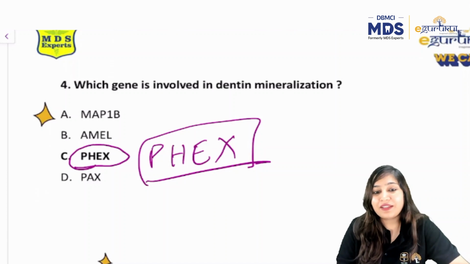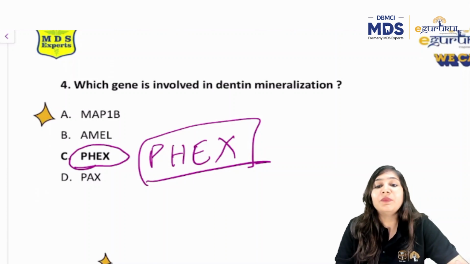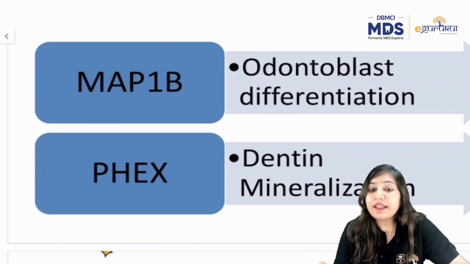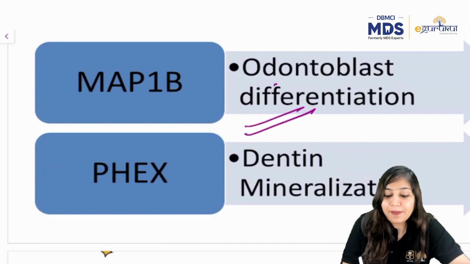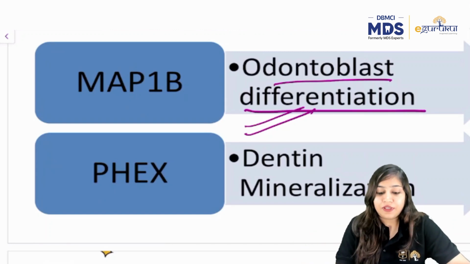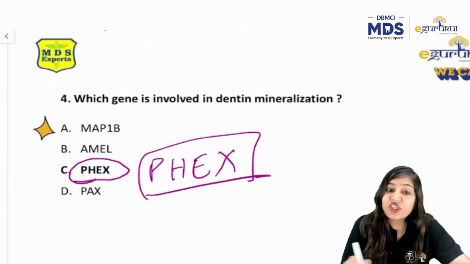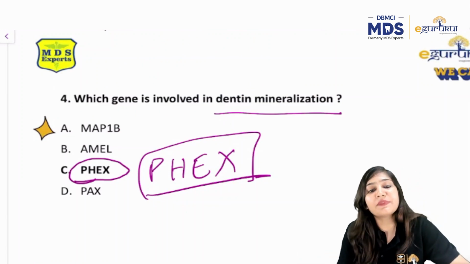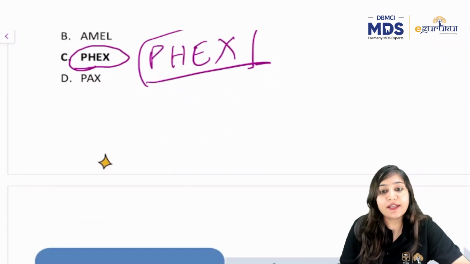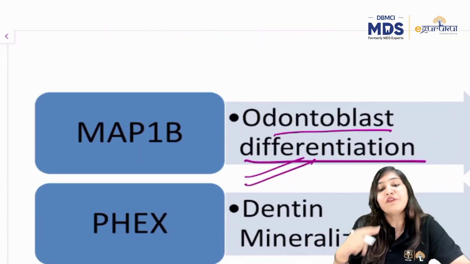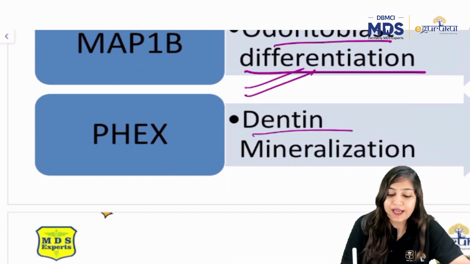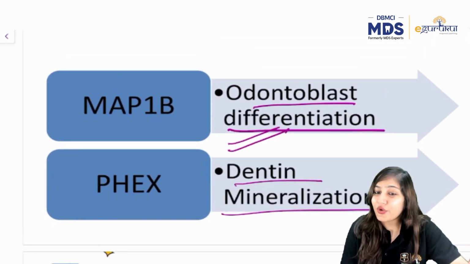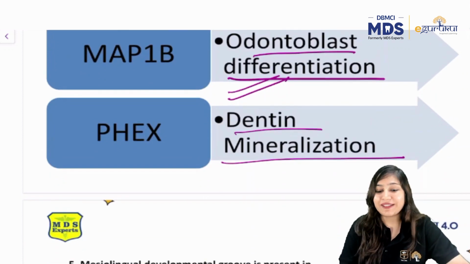Many genes are involved in dentinogenesis, but the most newly discovered genes are MAP1B and PEX gene. MAP1B is mainly involved in odontoblastic differentiation. Remember this. This can again come as an MCQ question. Here the question is, which gene is involved in dentin mineralization? In spite of this, you can sometimes be asked which gene is involved in odontoblastic differentiation. So remember, MAP1B for odontoblast differentiation and PEX gene for dentin mineralization.